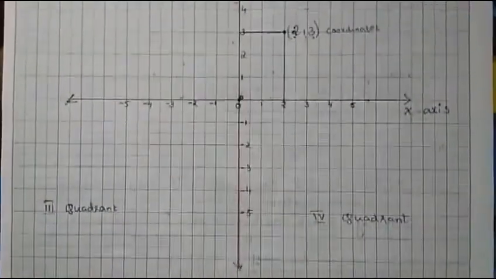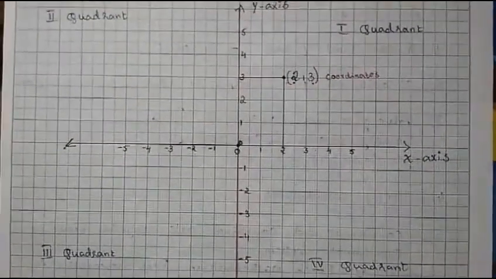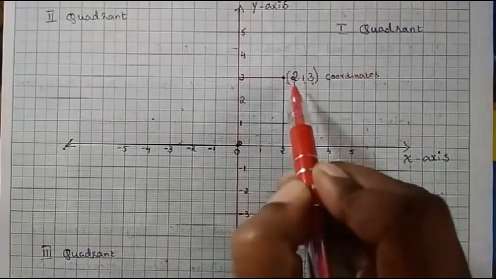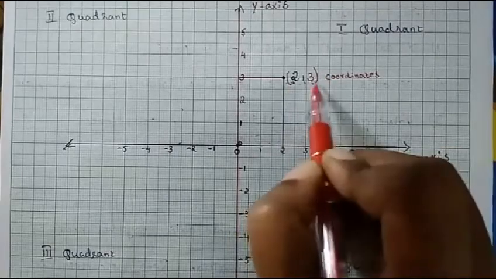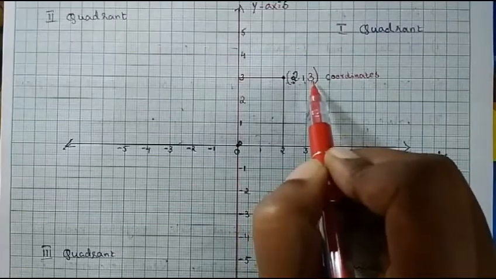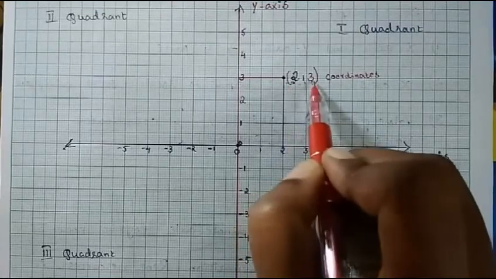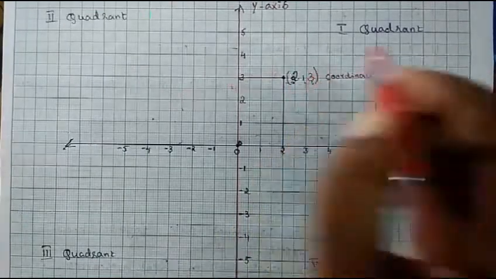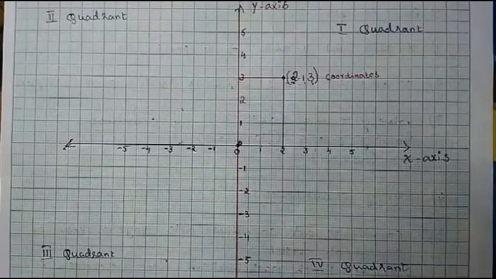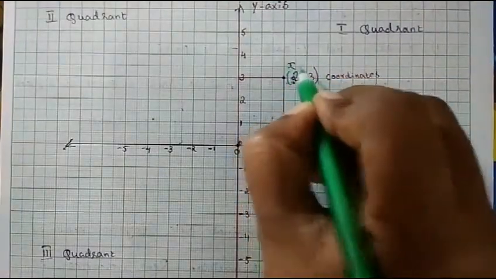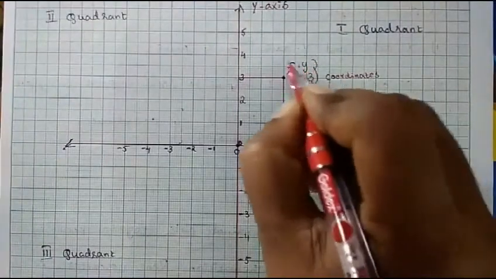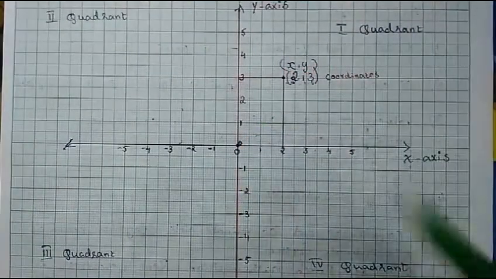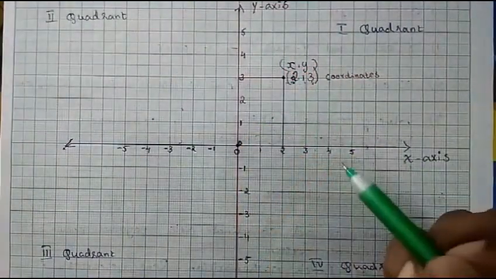So here 2 is the x coordinate, or you can say abscissa, and 3 is the y coordinate, or you can say ordinate. So this is abscissa and this is ordinate, and we always write the x value first and then the y value. Always when you locate, first you write the x value, then the y value.